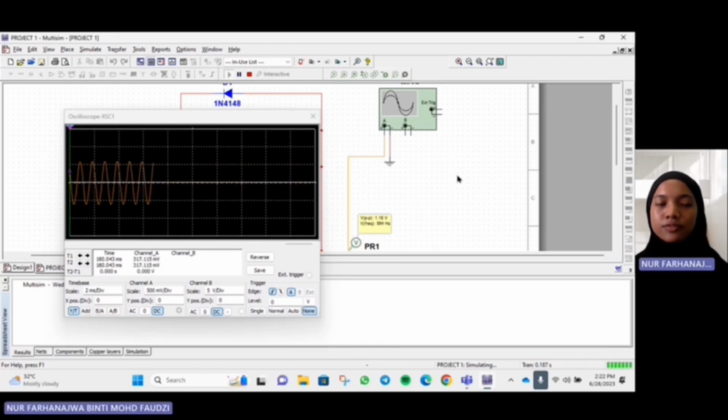And yeah, the final result is V peak to peak 1.18 volt, frequency 993 Hz. And we got a good wave.